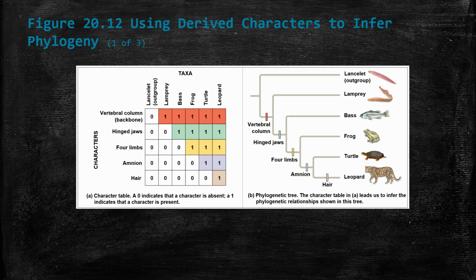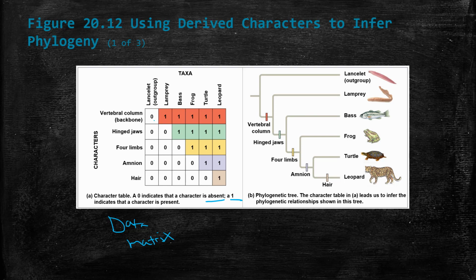Okay. So here's an example. First of all, we make a character table, or I'll often call it in lab a data matrix. What you can do is use zeros to indicate that a trait is absent and a 1 to indicate that that trait is present. So here we have some organisms: a lancelet, which you'll learn about later, lamprey, bass, frog, turtle, and leopard. And then we have traits like backbone, hinged jaws, limbs, forelimbs, amnion, and hair.